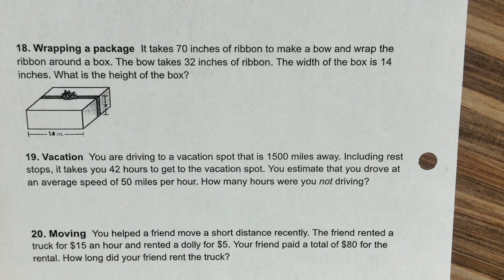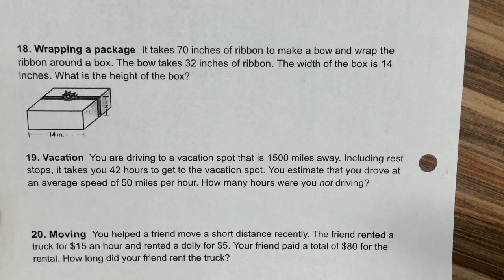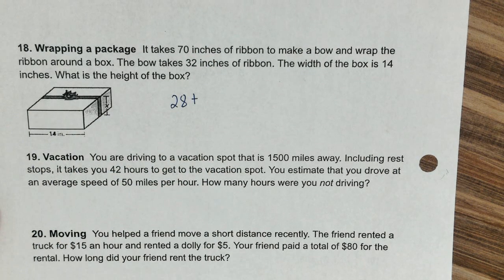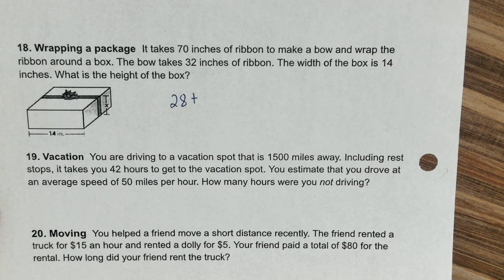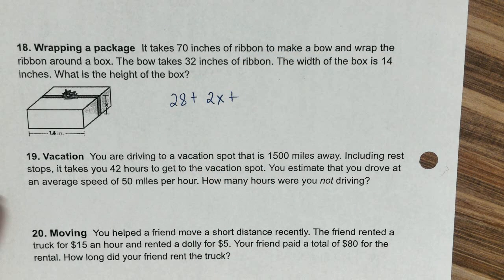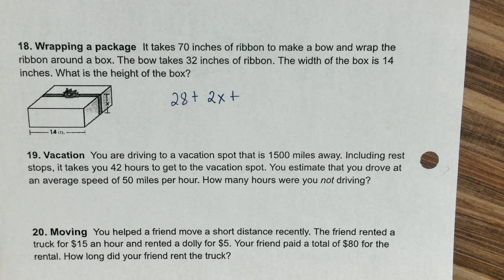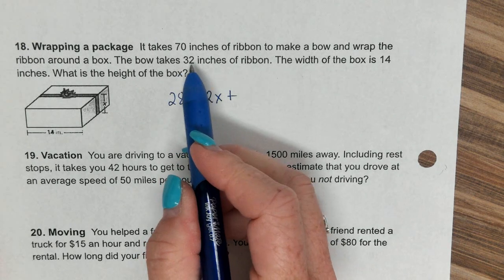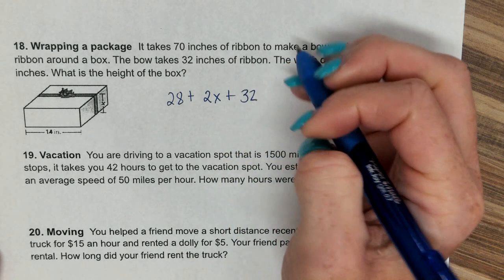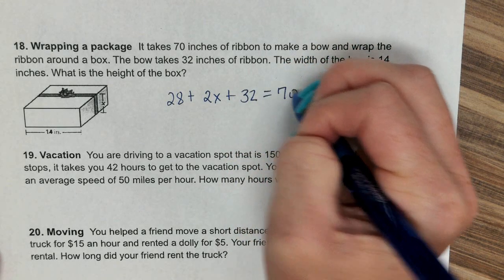All right, so I'm going to do 14 plus x plus 14 plus x. Can we do some math in our head? What's 14 plus 14? So I've got 28 plus, what's x plus x? 2x plus the bow. Did they tell us how much ribbon the bow takes? 32. And that all has to add up to equal 70.